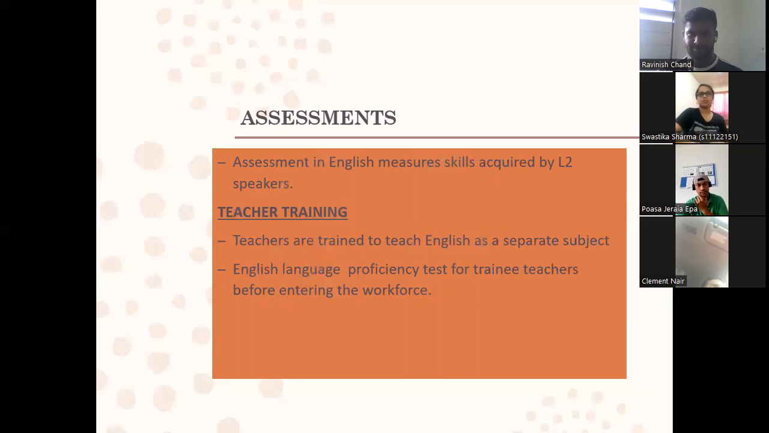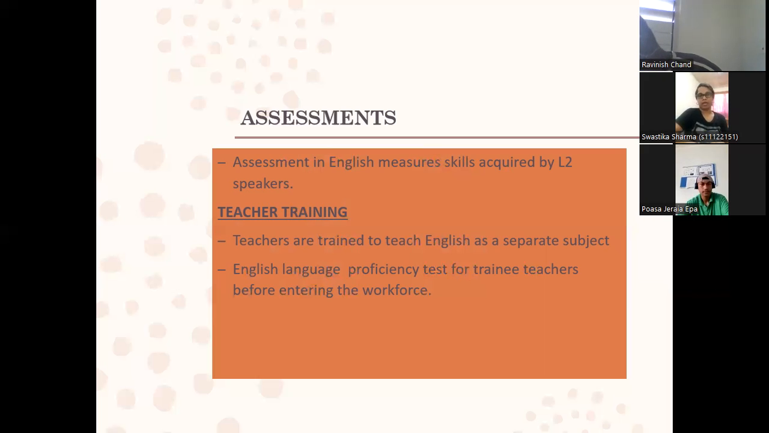English language proficiency test for trainee teachers before entering the workforce. For us, after graduation, we have to sit for this particular test to enter the main workforce.